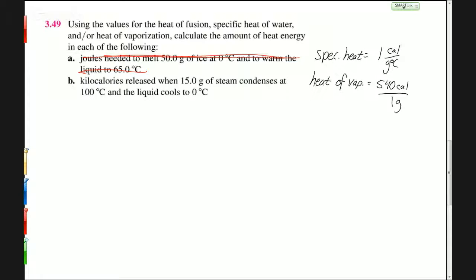So think about the two parts of this question. It might help if you draw a heating curve type diagram like we did in the last one. What's happening? And then calculate the two parts and try to come up with a total and work together, or however you want to do that.